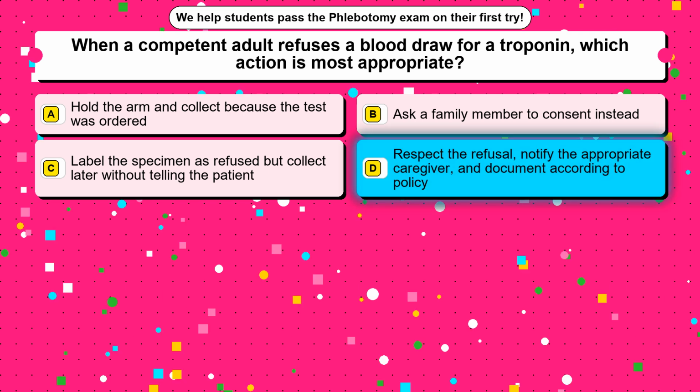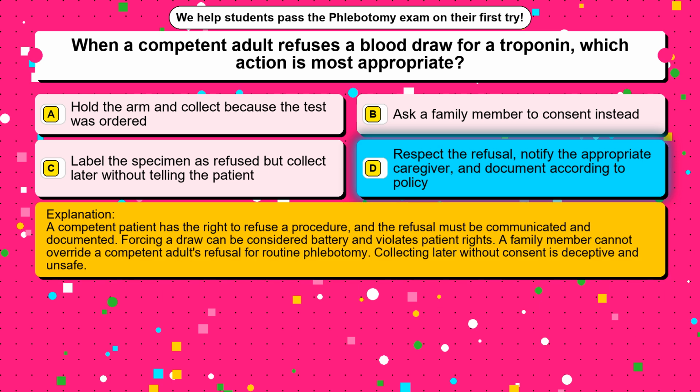The correct answer is option D. Respect the refusal, notify the appropriate caregiver, and document according to policy. A competent patient has the right to refuse a procedure, and the refusal must be communicated and documented. Forcing a draw can be considered battery and violates patient rights. A family member cannot override a competent adult's refusal for routine phlebotomy. Collecting later without consent is deceptive and unsafe.